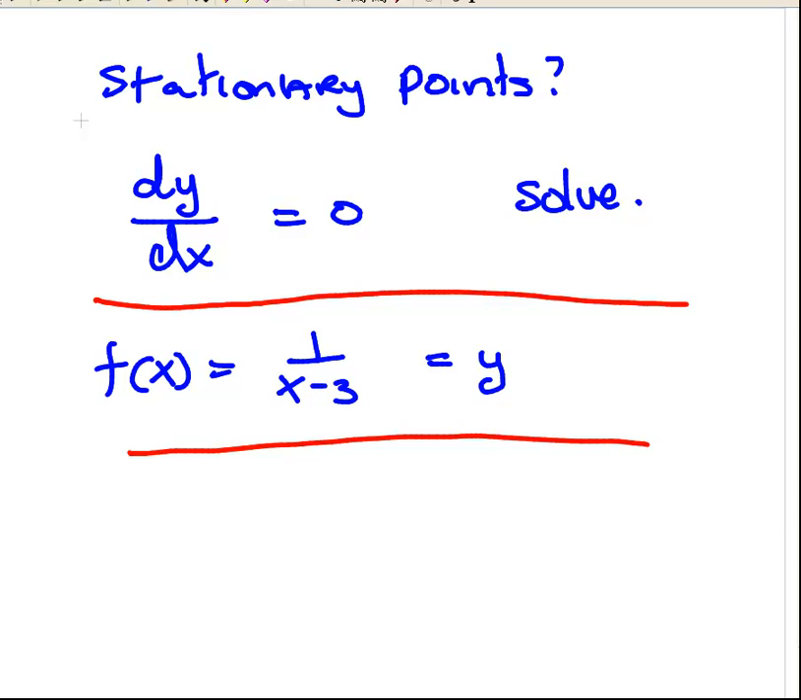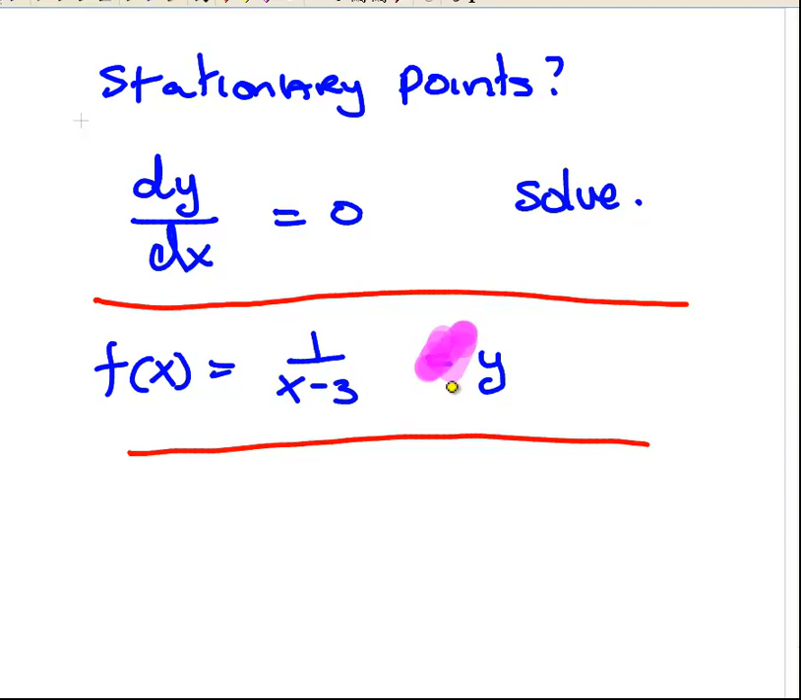Now, in this question, these stationary points, local maximum and local minimum, don't always exist, so just bear that in mind. The general game plan, all the same, is that we get the derivative of the function, let it equal 0, and solve. So here's our function, f of x equals 1 over x minus 3.